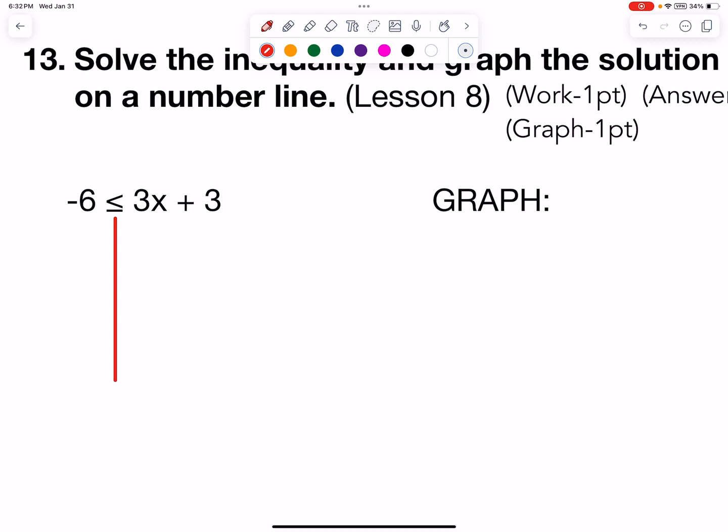So we're doing SADMEG. So subtract 3 on both sides first. That goes away, and we're left with -9. Notice we just subtracted 3. We didn't multiply or divide, so the sign stays the same. 3x. And then we need to isolate the variable, divide both sides by 3, and we are left with a final answer of x is greater than or equal to 9 divided by 3 is 3, but it's negative, so -3. Okay, we're going to go ahead and graph this.